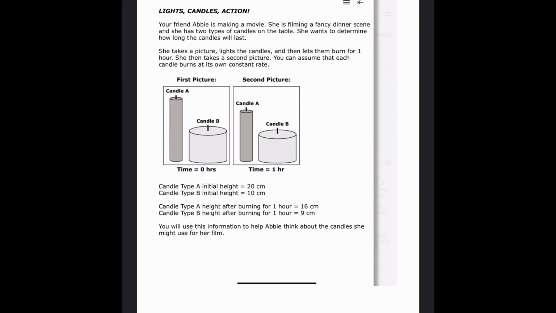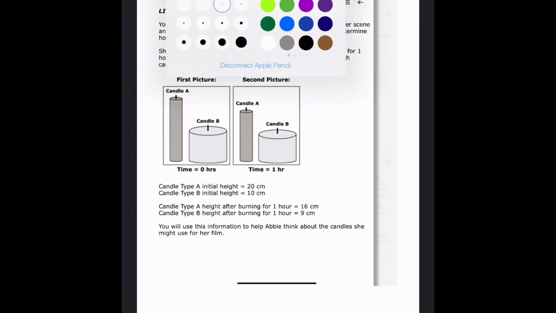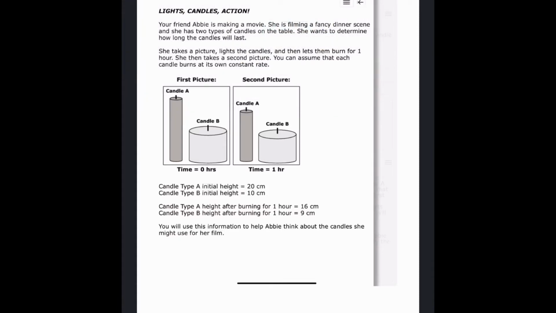So your friend Abby is making a movie. She is filming a fancy dinner scene, and she has 2 types of candles on the table. She wants to determine how long the candles will last. So I'm picturing Abby making a movie on this fancy set of a high production movie. There's cameras, studio lights, and other crew members. She's filming a dinner scene, and she has the 2 types of candles on the table. I'm assuming she probably has some sort of candle holder underneath them to catch that burning wax.